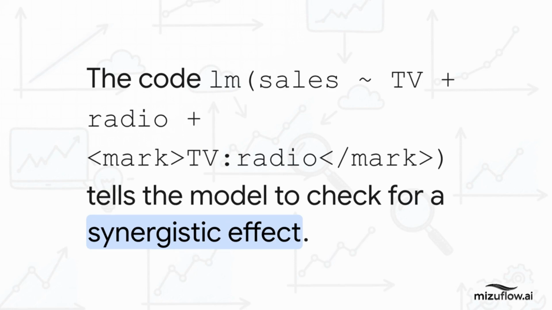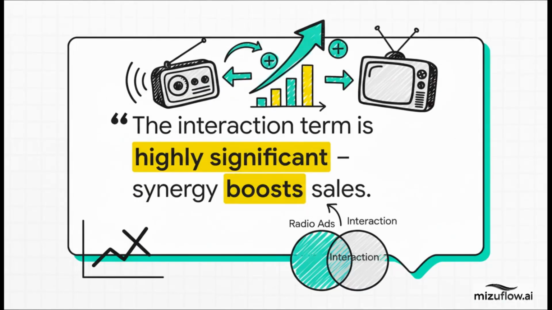So what does this look like in practice? Well, if we look at this R code for modeling advertising data, we're not just looking at the individual effects of TV and radio on sales. You see that little TV/radio term? That specifically tells the model, hey, also check for their combined synergistic effect. And the results? They're fascinating. The model confirms that the interaction is significant. What this means is that radio ads actually make TV ads more effective when they run together.